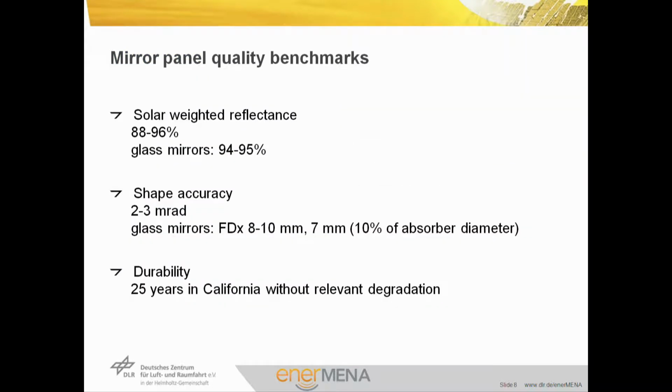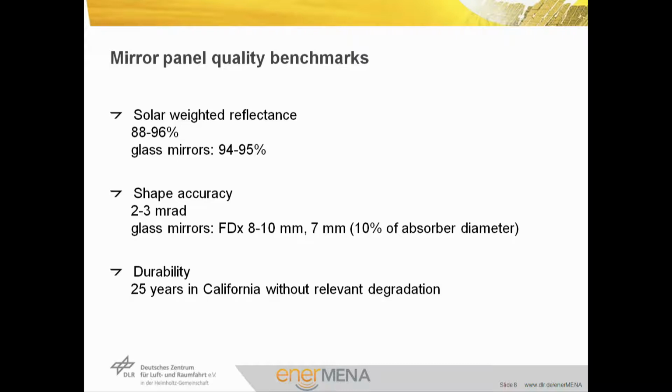What are the benchmarks for mirror panel quality? Solar weighted reflectance for mirrors is in the range of 88 to 96%, depending on the kind of mirrors. State-of-the-art glass mirrors reach 94 to 95% already. For the shape, we define the slope deviation, the root mean square of all measurement values, for which the benchmark is in the range of 2 to 3 milliradians. With increasing competitors, these shape values get better and better.